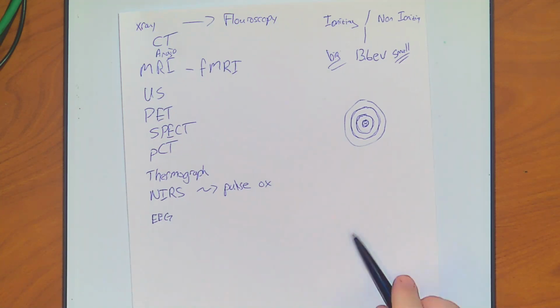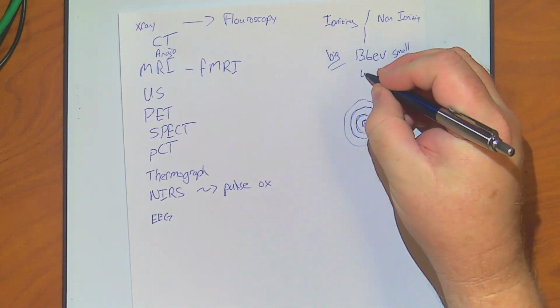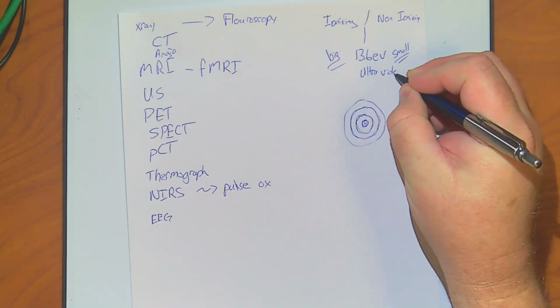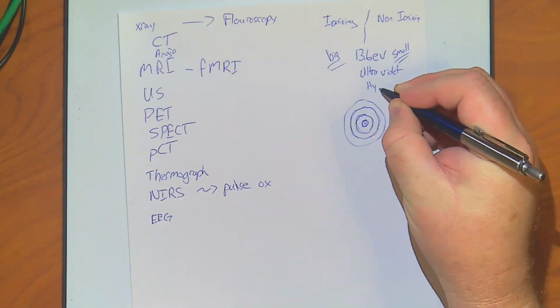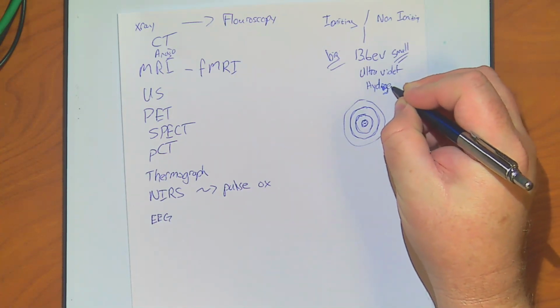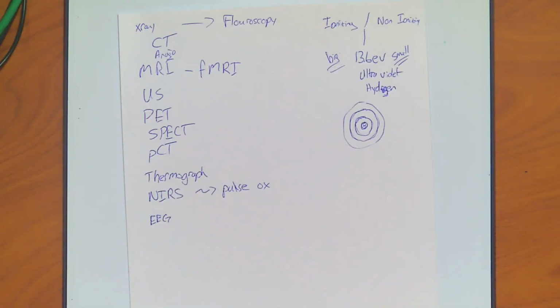So when you're thinking about that 13.6 volts, think ultraviolet and think hydrogen. Okay. So that's that basic separator for us.